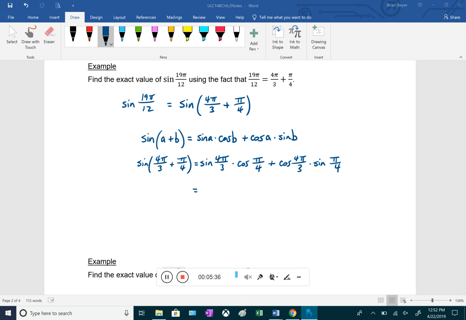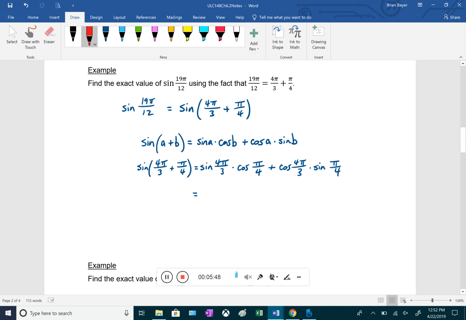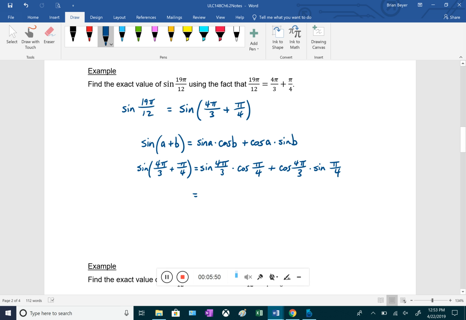So now we just have to evaluate each one of them separately. Sine of 4 pi over 3 and cosine of 4 pi over 3, we can do that using the reference angle way. So using the reference angle method here, sine of 4 pi over 3 is going to end up being negative radical 3 over 2. I'm just going to skip to the answer because we should already know how to do that.